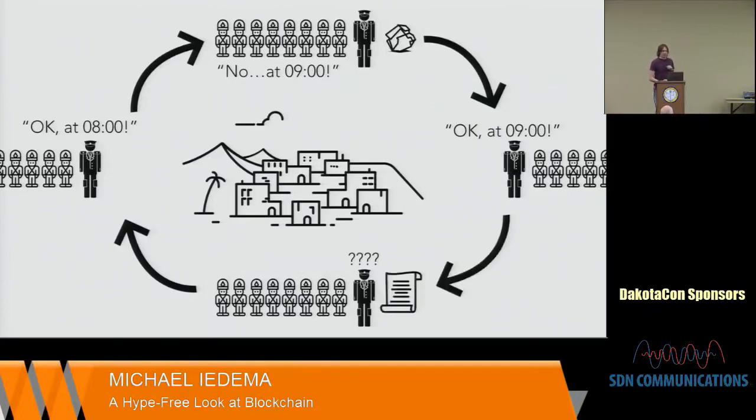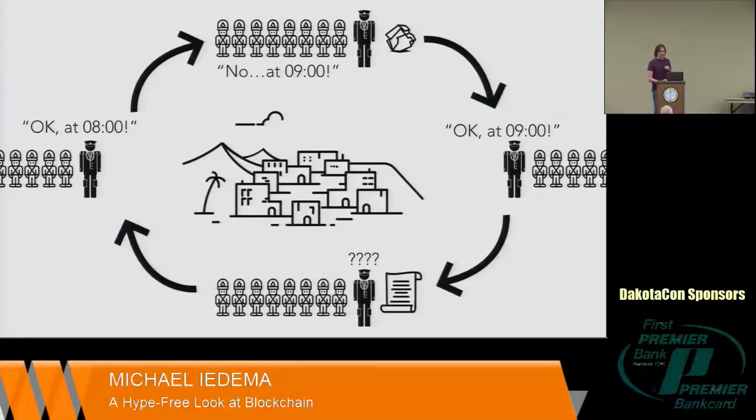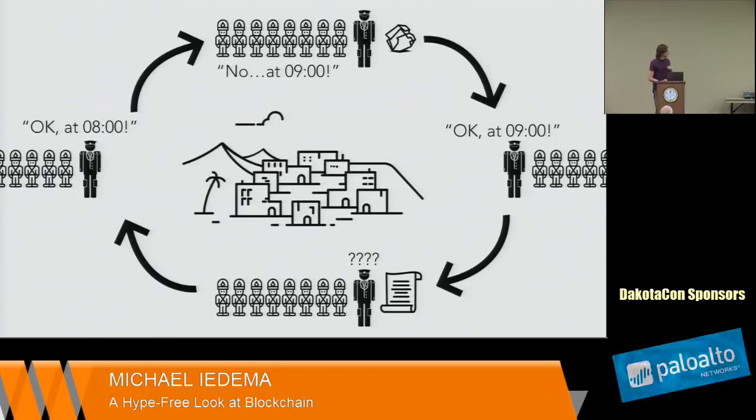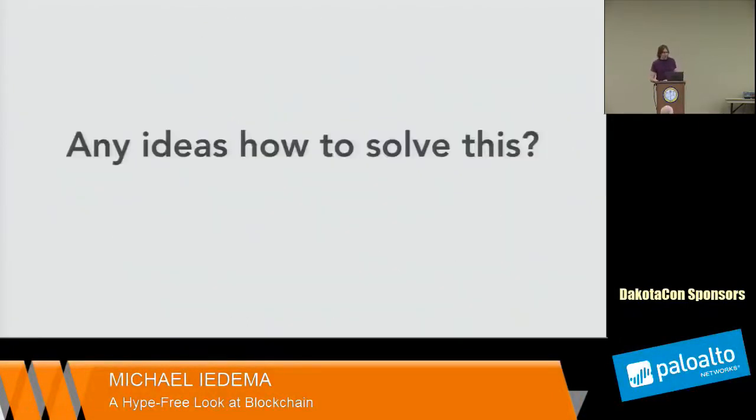And they send it back to the first guy, and he says, well, that's not the plan. So what happened? Did they all want to go at 9, or just one guy, or nobody? Or did somebody kill the rider along the way? Nobody knows. So how do you solve this?